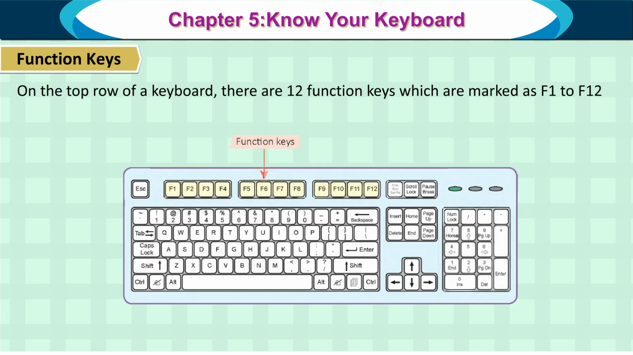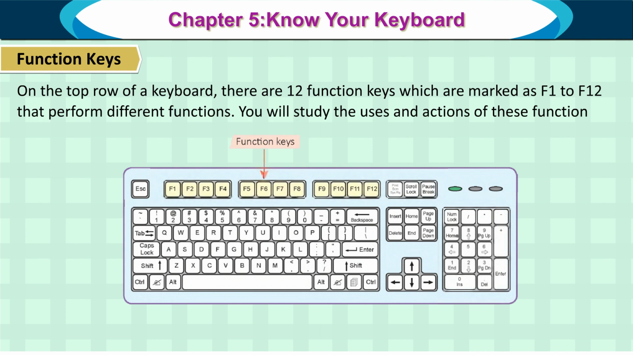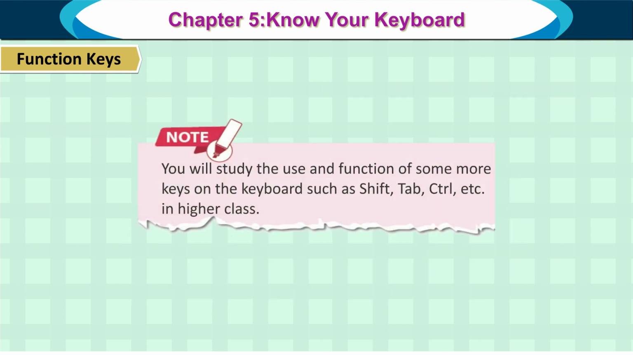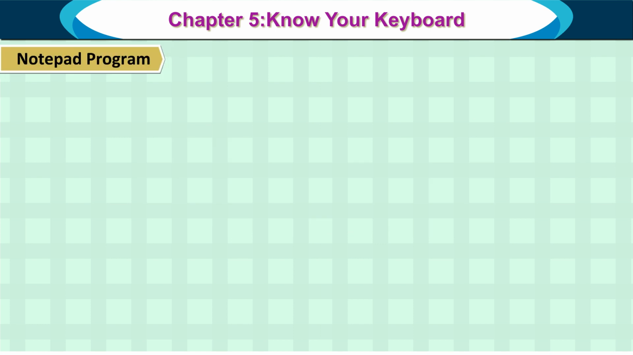Function keys. On the top row of a keyboard, there are 12 function keys, which are marked as F1 to F12 that perform different functions. You will study the uses and actions of these function keys in higher class. Note, you will study the use and function of some more keys on the keyboard such as Shift, Tab, Control, etc. in higher class.